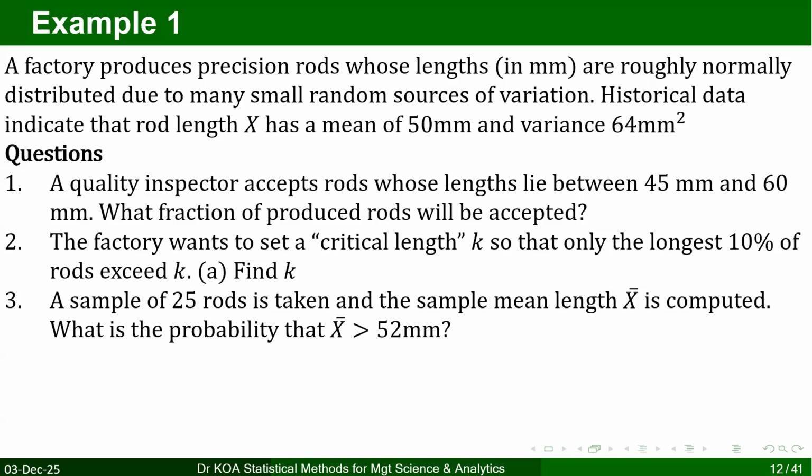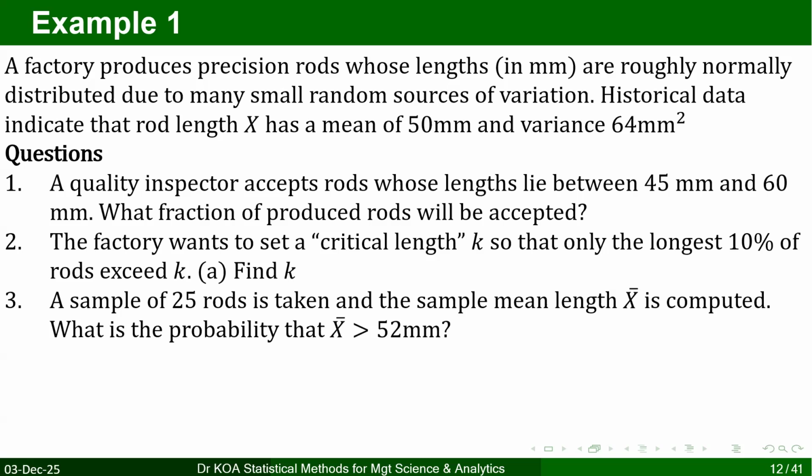Now continue. Okay, so the question says a factory produces precision rods whose lengths are roughly normally distributed due to many small random sources of variation. Historical data indicates that rod length X has a mean of 50 and variance 64, making the standard deviation 8. So the first question: a quality inspector accepts rods whose lengths lie between 45 and 60 mm. What fraction of produced rods will be accepted?